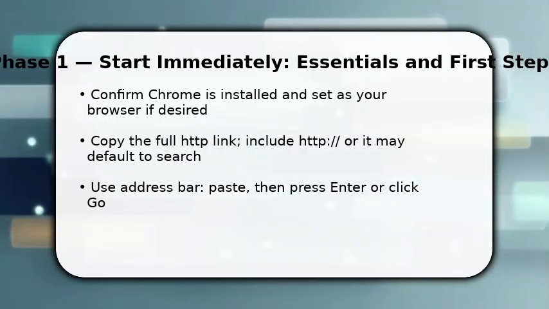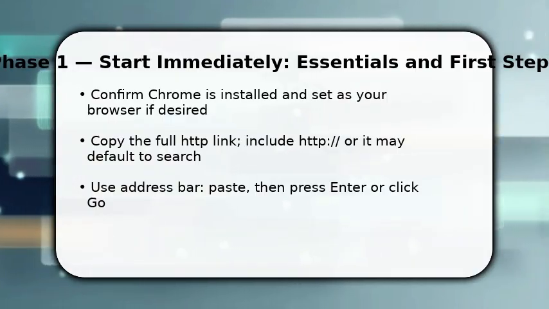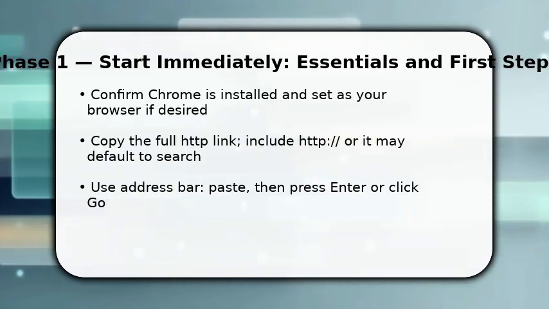You begin by checking core prerequisites. Chrome is installed and active on your device, and you have the exact HTTP link copied. Once done, open Chrome and focus the Omnibox.